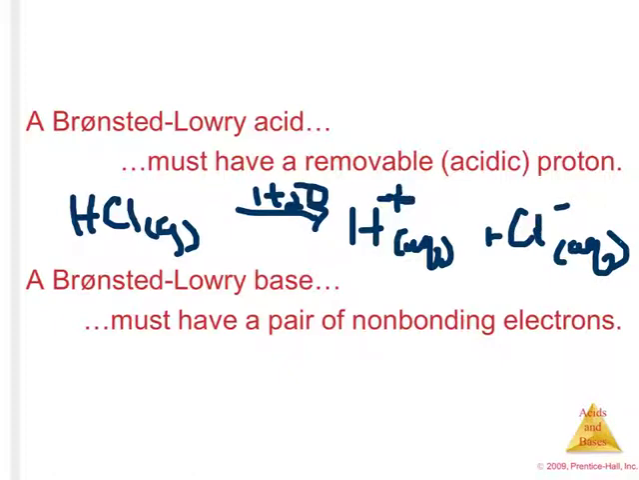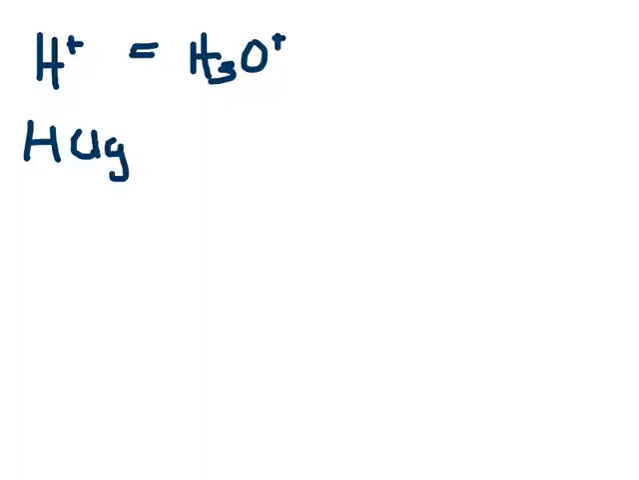Water could be an example of a Bronsted-Lowry base. An example of a Bronsted-Lowry base is one that has a pair of non-bonding electrons. And here's a water molecule with two pairs of non-bonding electrons. And so by accepting a proton from HCl, it's behaving as a base. Remember that when we express the hydrogen ion like this, that is the equivalent of this, a hydronium ion.